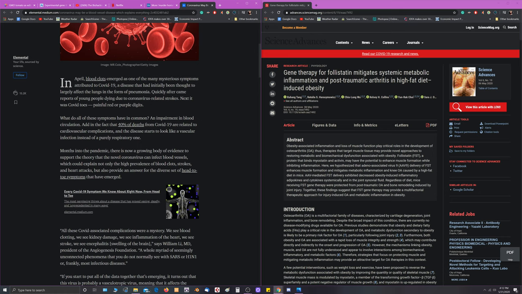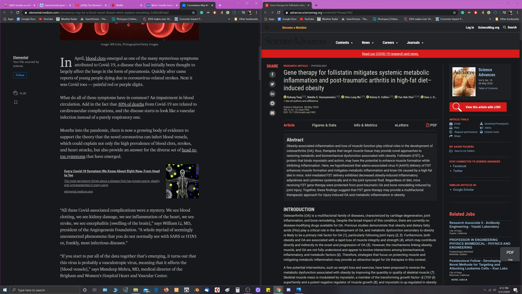Okay, so in April, blood clots emerged as one of the many mysterious symptoms attributed to COVID-19, a disease that had initially been thought to largely affect the lungs in the form of pneumonia. Quickly after came reports of young people dying due to coronavirus-related strokes. Next, it was COVID toes, painful red or purple digits. What do all of these symptoms have in common? An impairment in blood circulation. Add in the fact that 40% of deaths from COVID-19 are related to cardiovascular complications, and the disease starts to look like a vascular infection instead of a purely respiratory one.